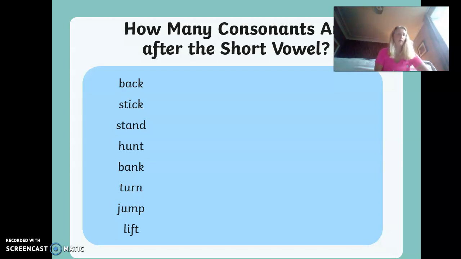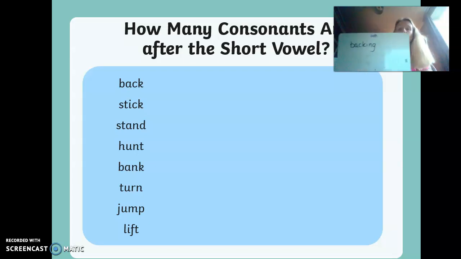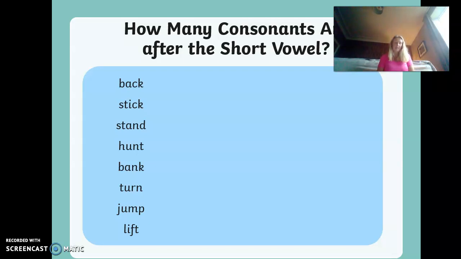So shall I write that down on my whiteboard? So back, and I'm adding the word ing to it. So it now says backing. You see that? Backing. I'm going to write the word now sticking.